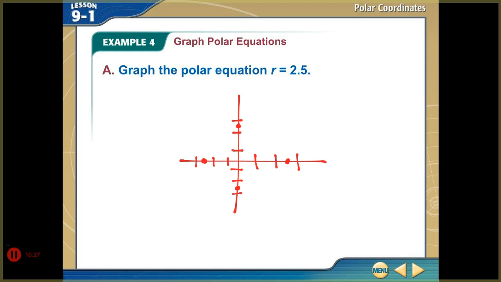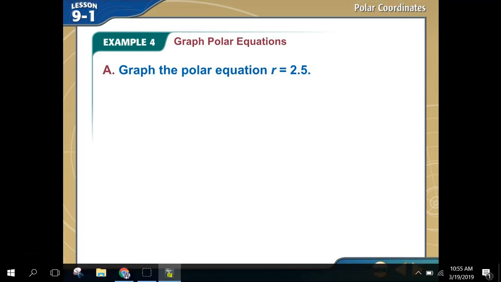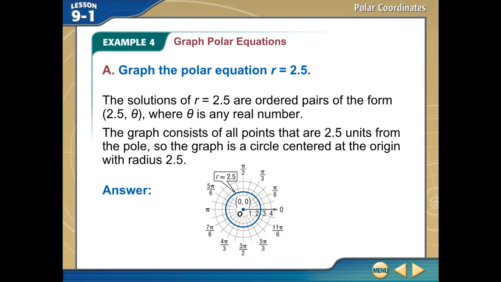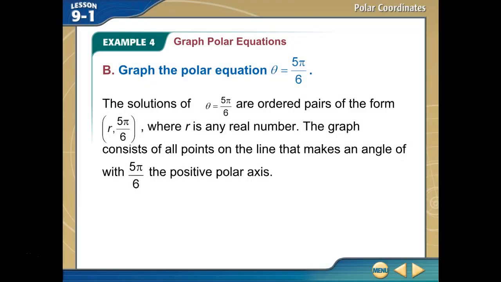Now since I sketched this by hand, it's hard to see, but there are all these intermediary points in here as well. And what we're really sketching out, if we were to connect our dots, would be a circle. Those are all the points that are 2.5 away from the origin. If we look at an actual scaled picture, it's going to look a lot better. So again, we get a circle that has a radius of 2.5. That becomes our graph.